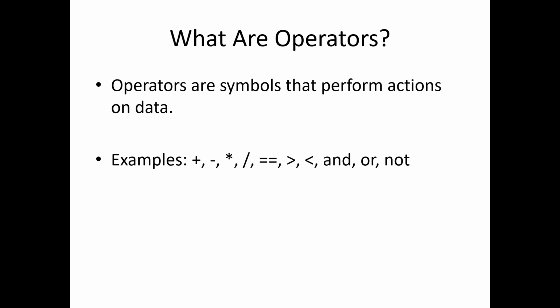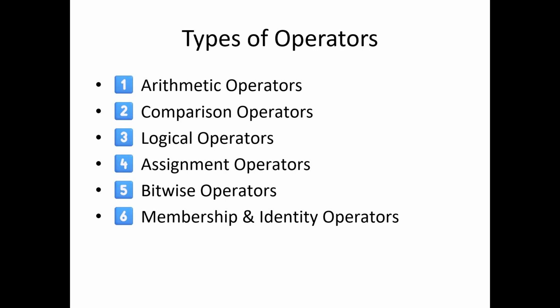For example, as we all know from basic maths, a plus sign adds two numbers. Another symbol is used to check for equality, and others handle logic. We use them all the time in math, conditions, loops, and everywhere in programming. There are six main types of operators in Python.